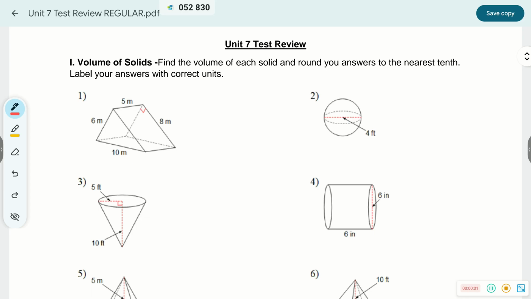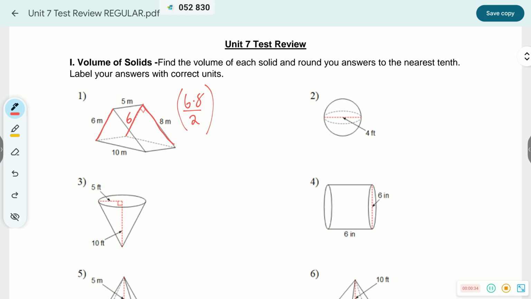All right, starting off with number one, we just talked about this. We have to take the area of the triangle, which is this height and this length, which is going to be the same. So this is also 6. We have the base times the height, so the 6 times 8 divided by 2.